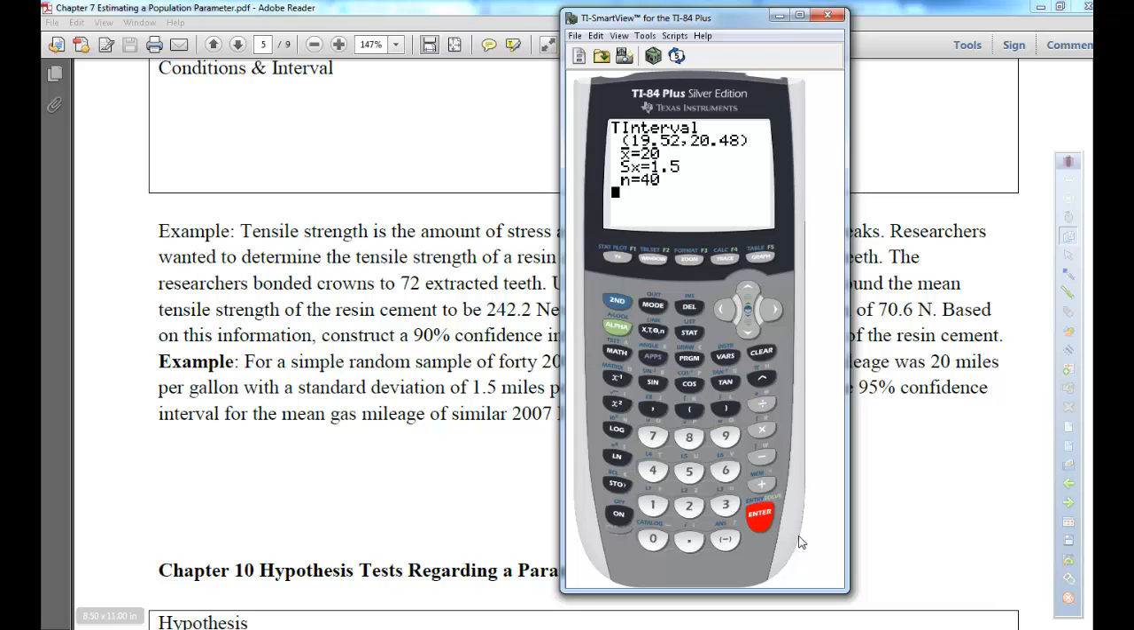So our confidence interval for the mean gas mileage for similar 2007 Mustangs would be 19.5 miles per gallon to 20.5 miles per gallon. Okay, questions about that? All right, very good.